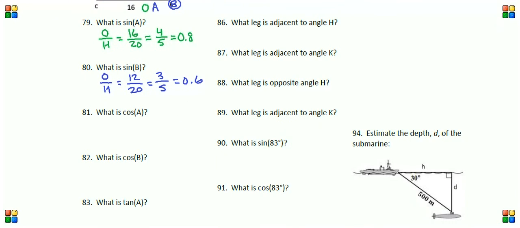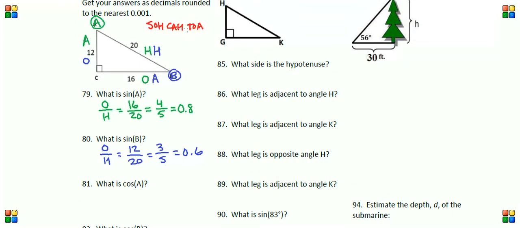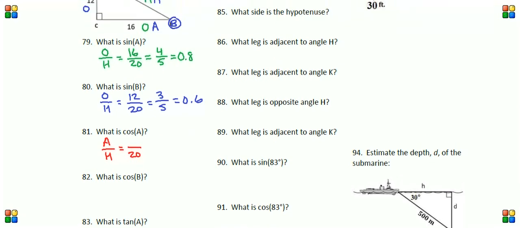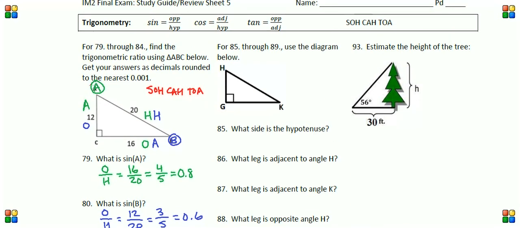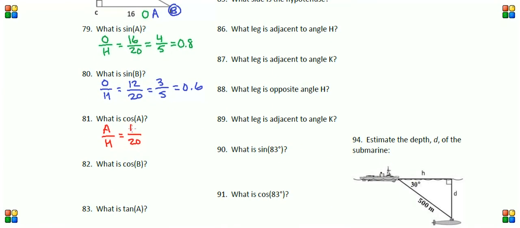What is cosine of A? Cosine of A, well, looking at SOHCAHTOA, cosine is adjacent over hypotenuse. So we're going to go ahead and write down cosine is adjacent over hypotenuse. Let's take a look at angle A and see what is adjacent. I think we know hypotenuse is going to be 20 every time. Let's go remember which side is adjacent to angle A. And angle A has an adjacent side of 12. So cosine of angle A is 12 over 20.